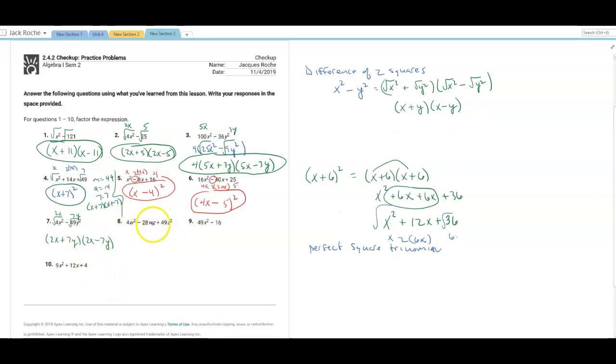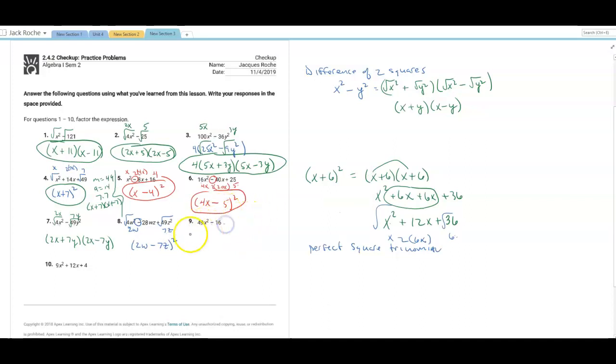Anytime you get a problem that looks ugly like this, it's probably a perfect square trinomial, right? Therefore, we're going to take the square roots of these. That's going to give you 2w. It's going to give you 7z. I know 2 times 7 is 14, times 2 is 28wz. So I know this is a perfect square trinomial. So all we're going to do is say 2w, I'm going to take that sign, minus 7z all squared.